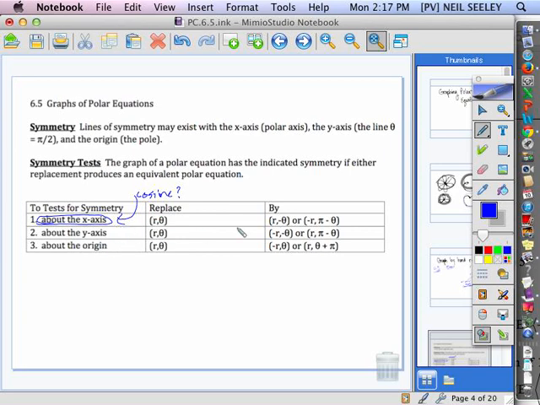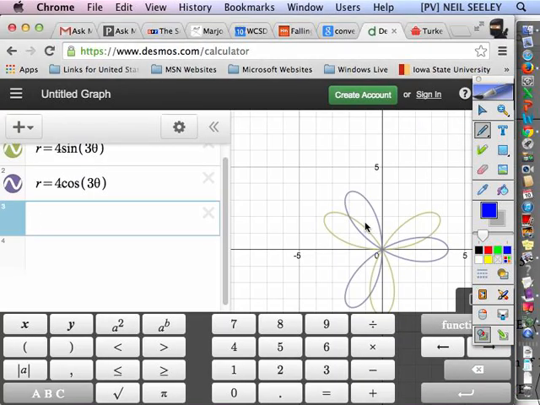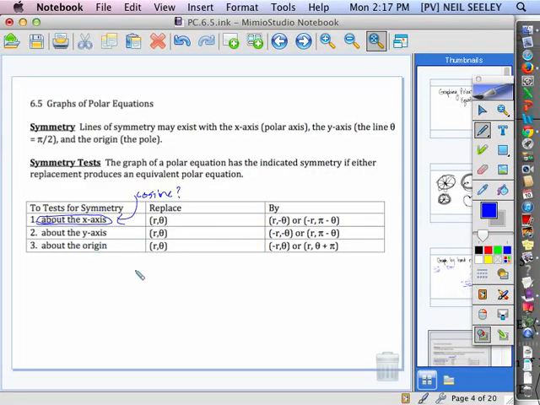The y-axis symmetry then, on the flip side, does the sine curve in green have symmetry about the y-axis? It does. Everything on the left and right is the same. So let's go ahead and just say it must be the sine curve that is y-axis symmetrical. And about the origin, we'll have to check it out.